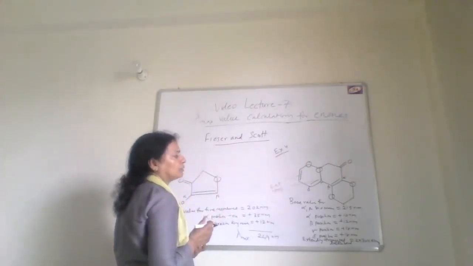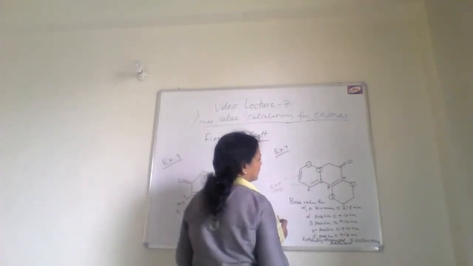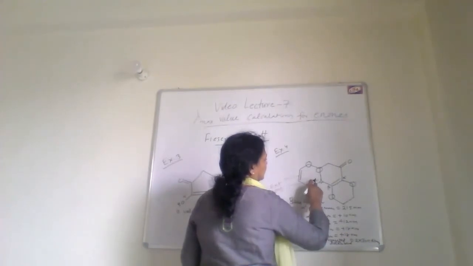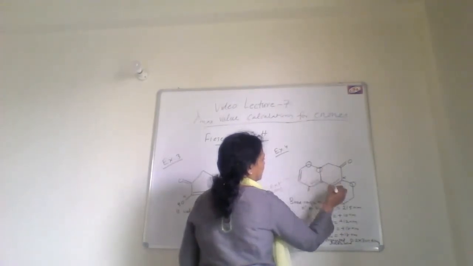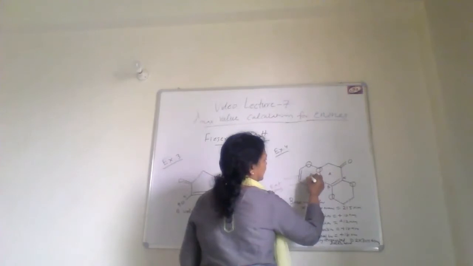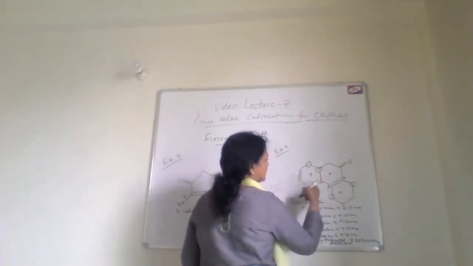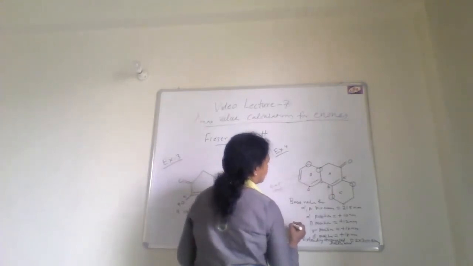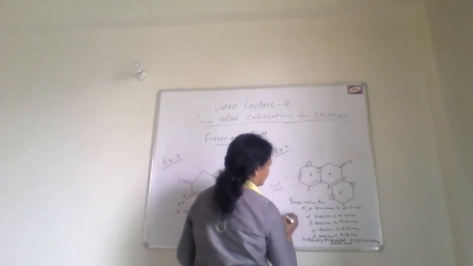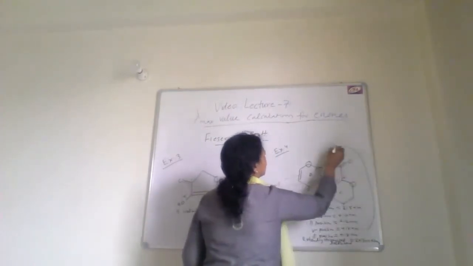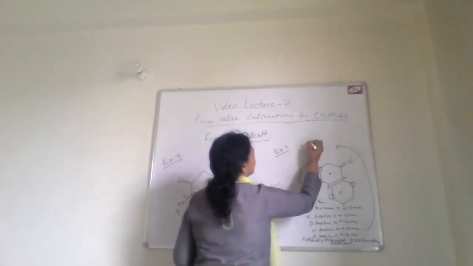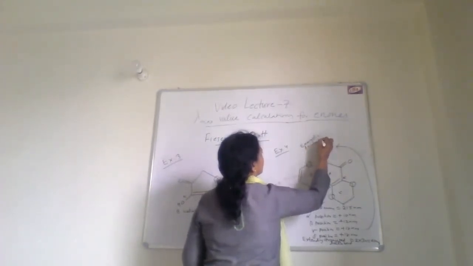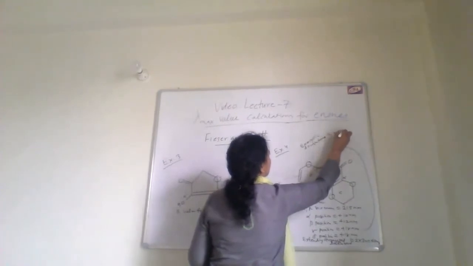Exocyclic double bond. This double bond is exocyclic for rings A, B, C. This double bond is exocyclic. This one, right? So one exocyclic double bond here. Exocyclic double bond is plus 5 nanometers.